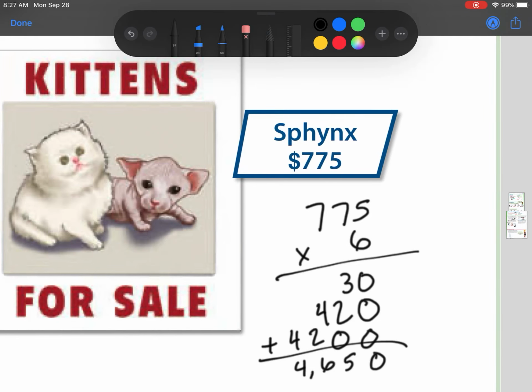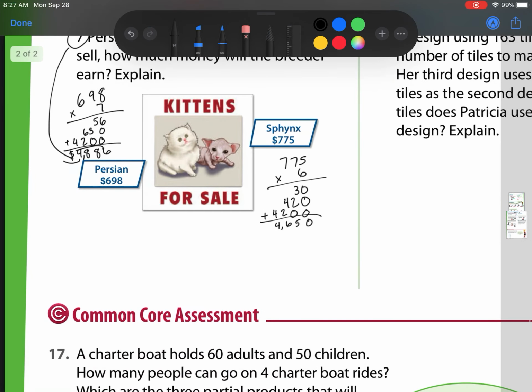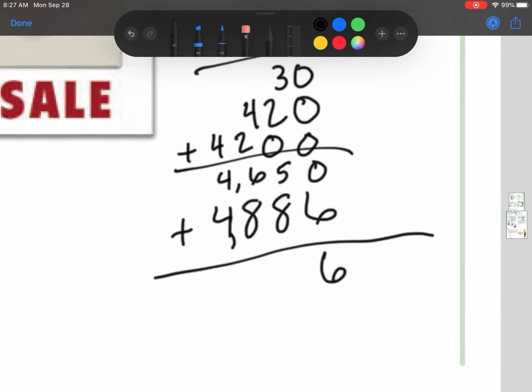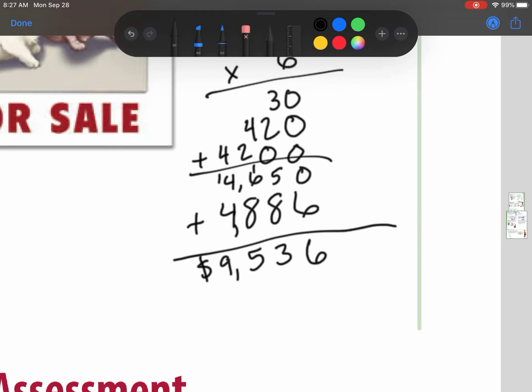And now what I need to do? Well, I have these 2 different cats for sale, so I have to add them up together. So I need to add these two numbers and see what I get for the total amount I would make selling kittens. 6, 13, regroup the 1, 5, 7 plus 8 is 15, regroup the 1, 1 plus 4 is 5, plus 4 is 9. So this is how much money I would make, $9,536.